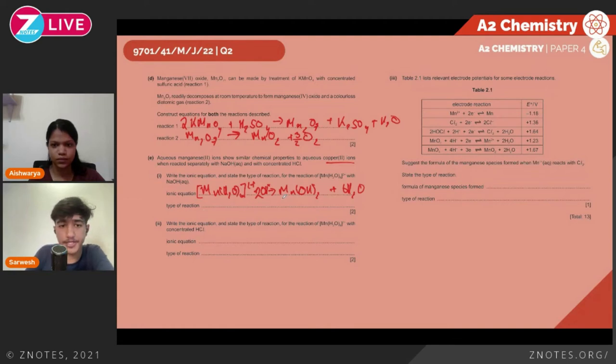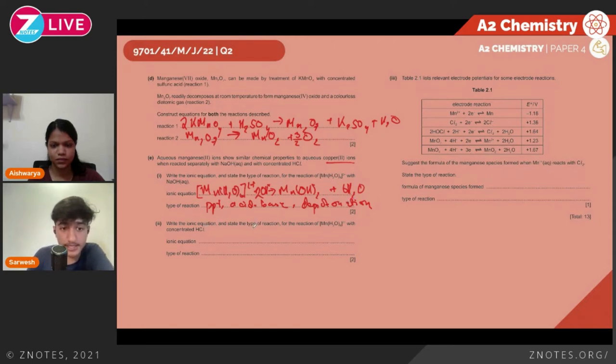Okay, so we can say it is a precipitation reaction because Mn(OH)2 is a precipitate. But this is also an acid-base reaction. So you could say any of those two. Or you could also go further and say this is a deprotonation reaction, because the proton is being extracted.